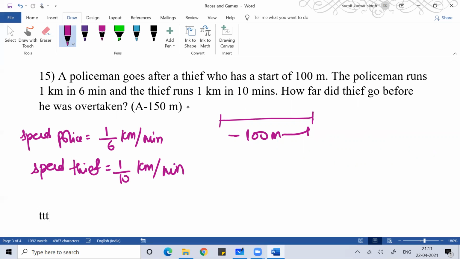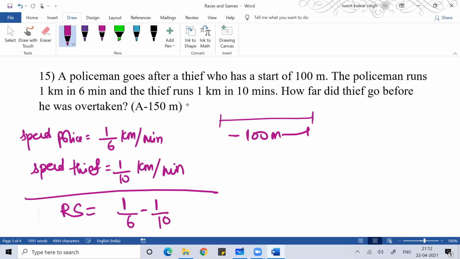So here what you can do, you can find the relative speed between them. If police want to catch the thief, then police need to run faster than the thief, then only the police can catch the thief. So the relative speed between them is 1/15 kilometer per minute.